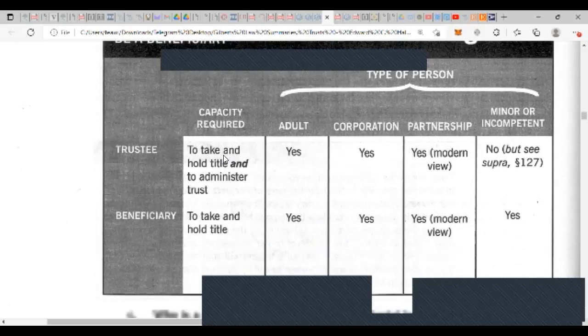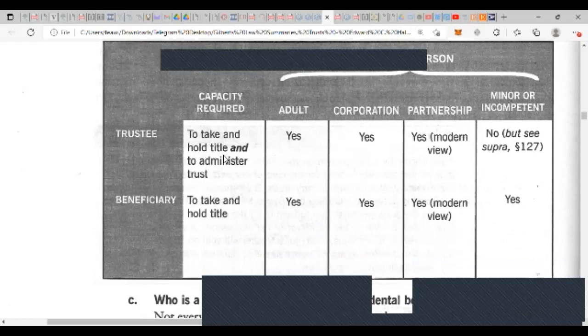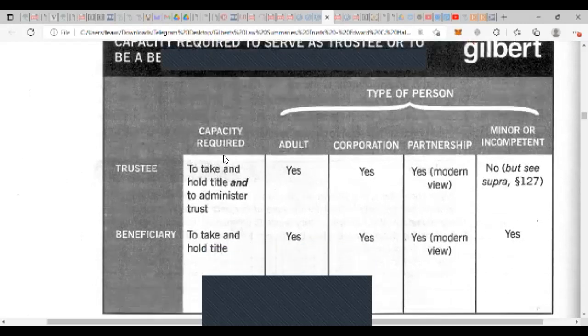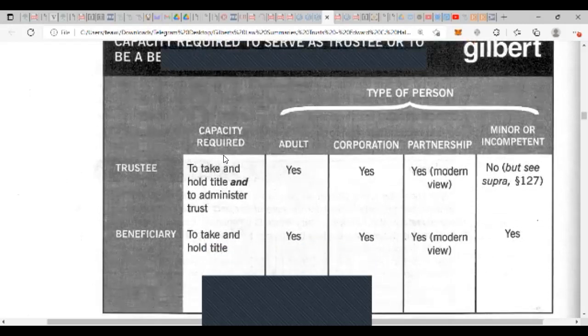This is good stuff, y'all. So capacity required for trustees to take and hold title and to administer the trust. A beneficiary just needs to take and hold title. Okay, so you have the type of person. Are adults a type of person? Yes. Can they be trustees? Yes. Can they be beneficiaries? Yes.